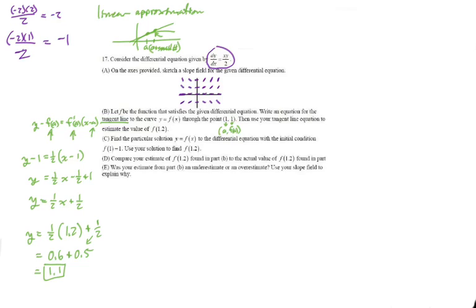All right, let's do the C. Let's see what C is. Okay, this one was B. We're gonna do C now. Okay, this says find the particular solution. Oh, there's another calculus word. Did you guys recognize that? Find the particular solution. Okay, so we're actually gonna find F now. To the differential equation with initial condition. Ooh, initial condition. That's a fancy word. Here's your initial condition. Use your solution to find. Oh, now we're gonna really find what 1.2 is.